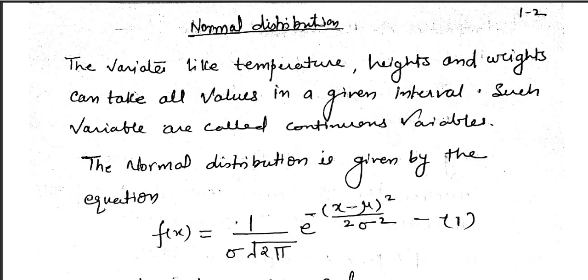Today I will discuss the topic normal distribution, which is the part of probability distribution. This is a very useful topic for BTech second year students. In my previous video lecture, I discussed and covered the topics binomial distribution and Poisson distribution, which are the part of discrete distribution. Today I will discuss normal distribution, which is the part of continuous distribution.